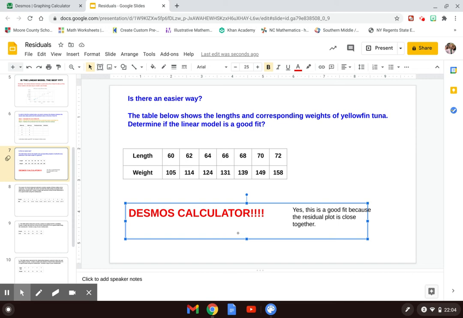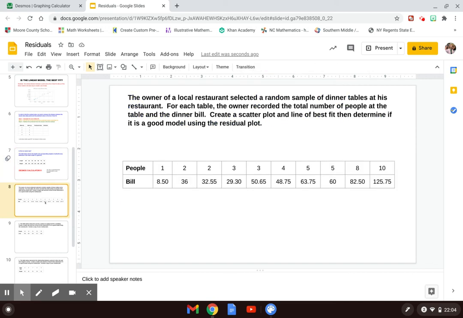All right. So let's look at one last one, which says the owner of a local restaurant selected a random sample of dinner tables at his restaurant. For each table, the owner recorded the total number of people at the table and the dinner bill. Create a scatter plot and line of best fit, then determine if it is a good model using the residual plot. Okay, so this particular example is what the rest of your problems are going to look like for today, how they're going to be worded, and what I'm looking for. So when I show you how to do this one, this is how you should turn in your assignment today.